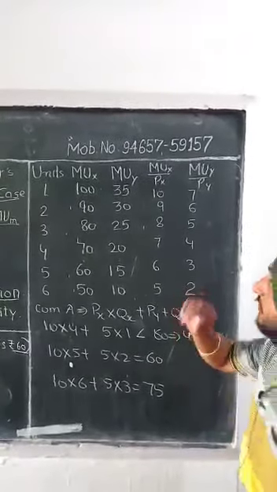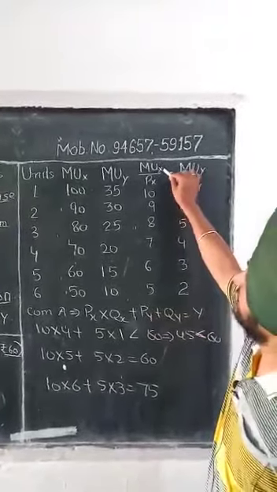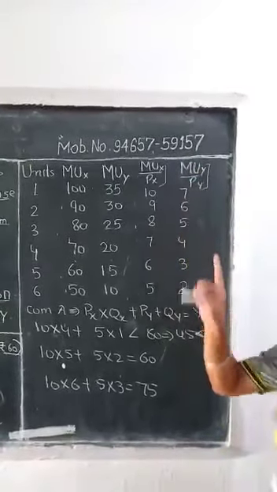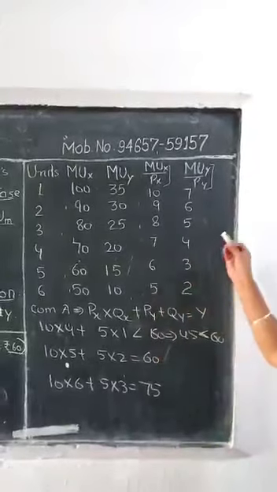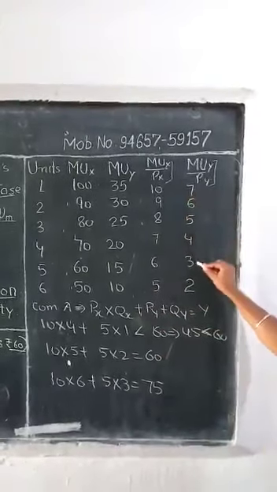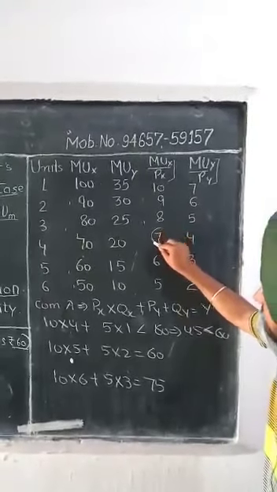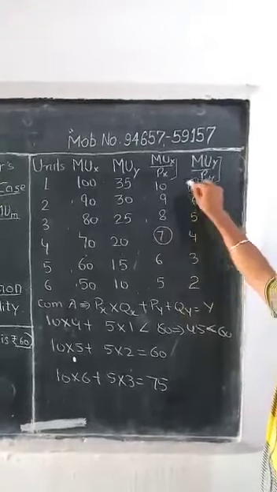Yes, students. So now you can see where the marginal utility of x and the marginal utility of y are equal to each other. Here you can see 10, but there is no 10. 9, there is no 9. 8, there is no 8. So here 7 and here 7 are equal.